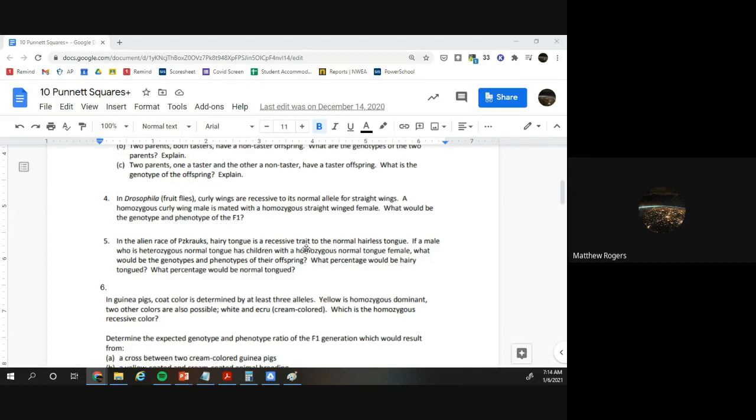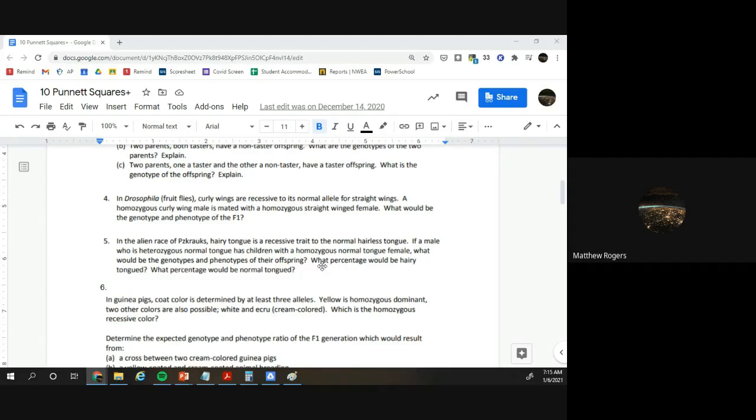In the alien race, hairy tongue is a recessive trait to the normal hairless tongue. The male is heterozygous normal tongue and has children with a homozygous normal tongue female. So the male is big A, little a. The female is big A, big A. She is homozygous, not heterozygous. What would the genotypes and phenotypes of the offspring be? What percentage would be hairy tongue? What percentage would be normal tongue?